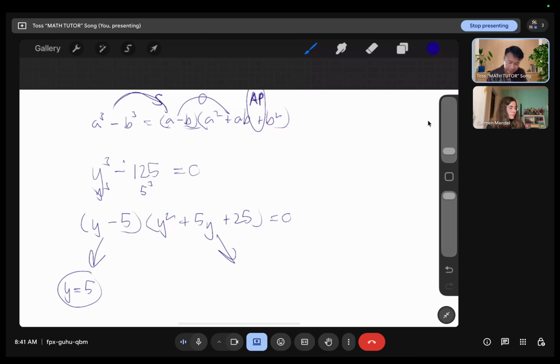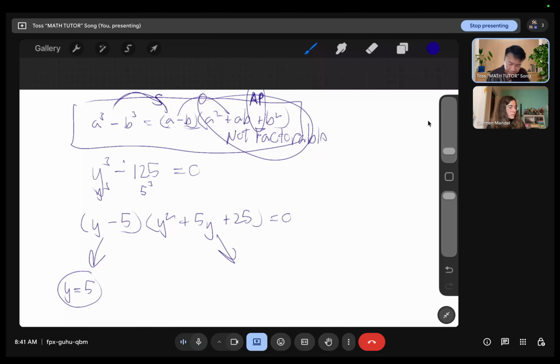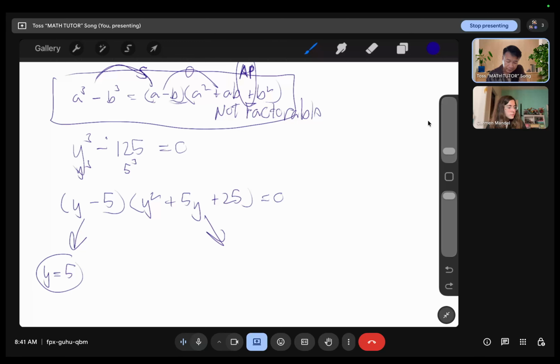Now this one, keep in mind again, if you're using the sum or difference of cubes, this is not factorable. The last three, so don't do it by hand. So keep that in mind, or write it down. Not factorable, this right here, the last three. Therefore, you are forced to use quadratic formula right away.